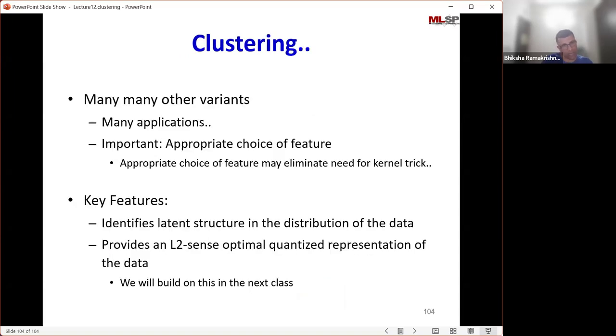So many variants. And of course, clustering has many, many applications. Most important is the choice of features. But the key idea is that it identifies latent structure in the distribution of the data, and simultaneously provides an L2 sense optimal quantized representation of the data. So these are things that we're actually going to build on in the next class.